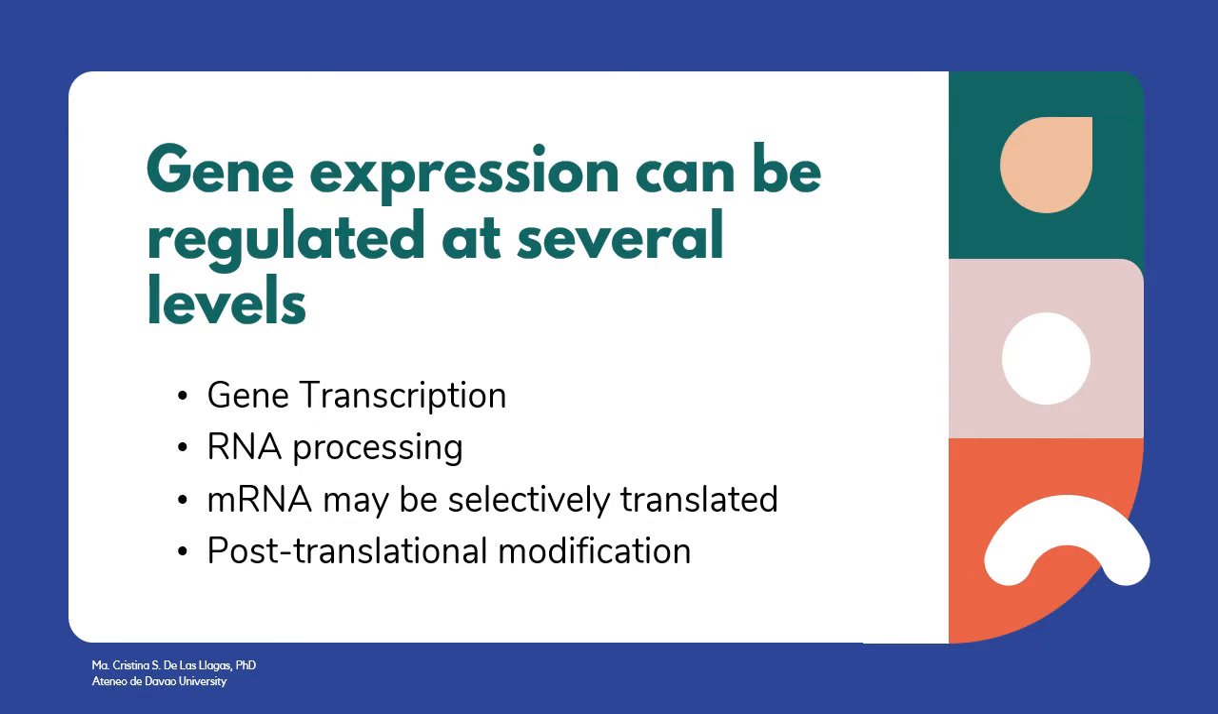Gene expression can be regulated at several levels. It can be regulated at the gene transcription level, during RNA processing. mRNA may also be selectively translated, and it can also be regulated during post-translational modification.